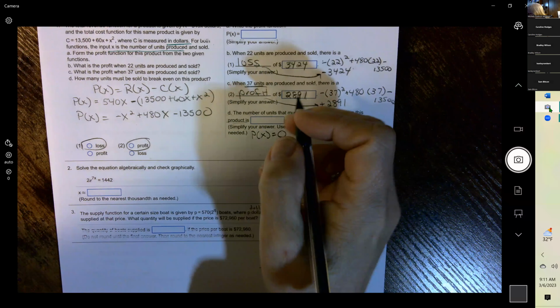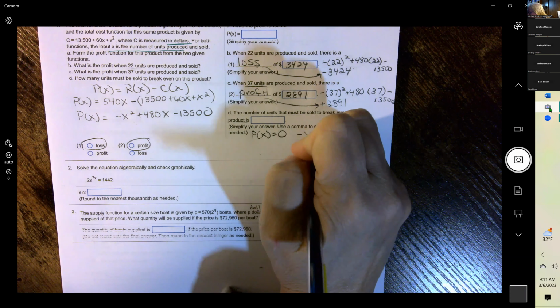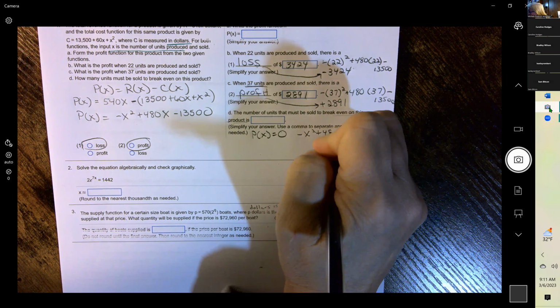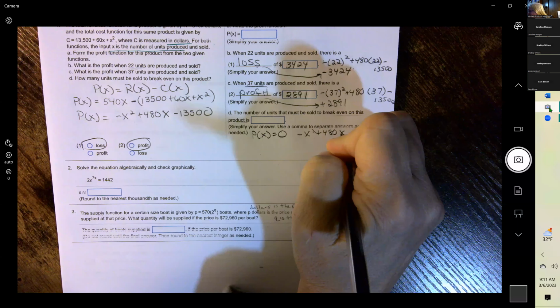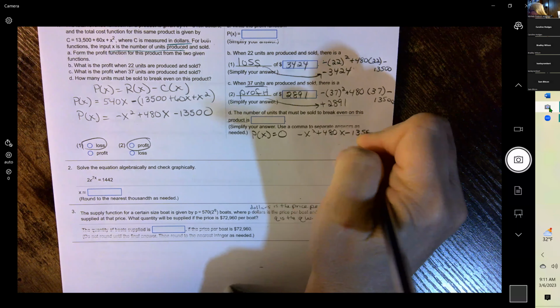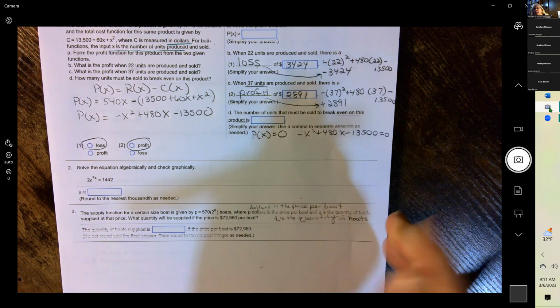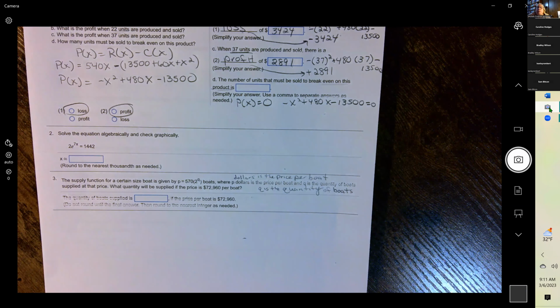So we have negative x squared plus 480x minus 13,500 equals 0. Now, you could try and factor it. The numbers are so large, I don't even want to start with it. I would use the quadratic formula.